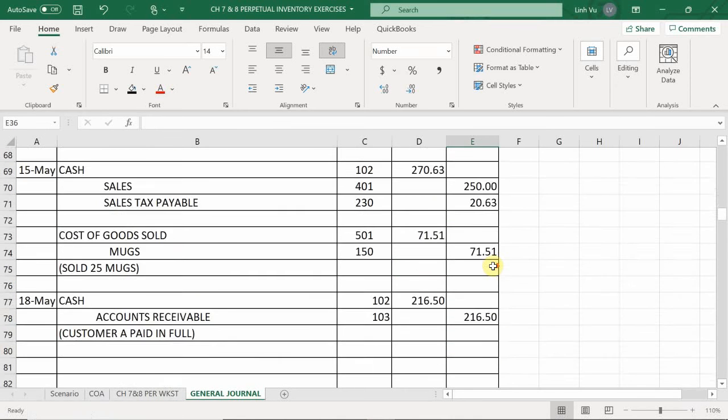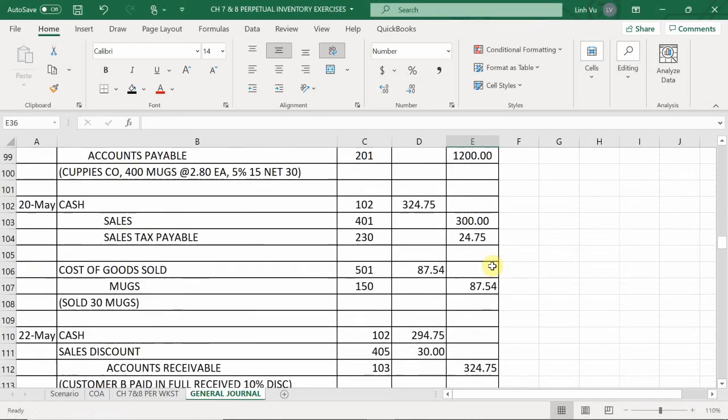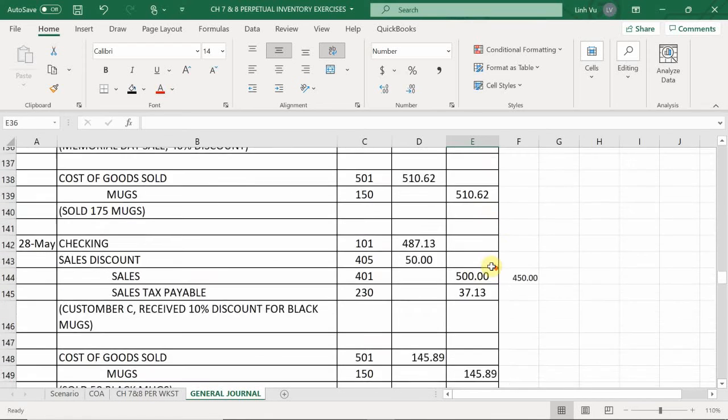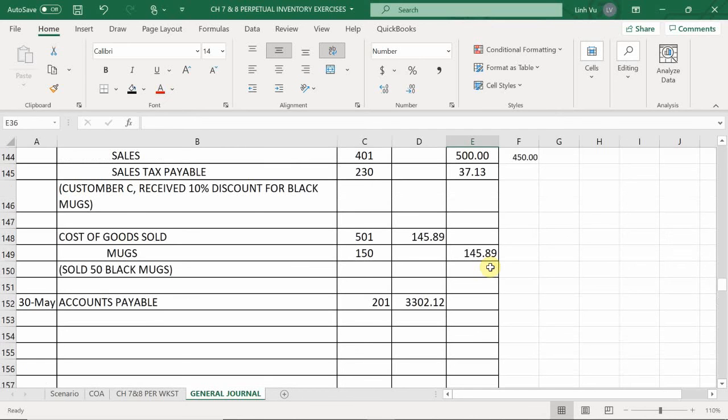So that should give you a grand total accounts payable to be a total of $3,302.12. Did you guys all get that too? Okay. $3,302.12 should be your total accounts payable that you owe.